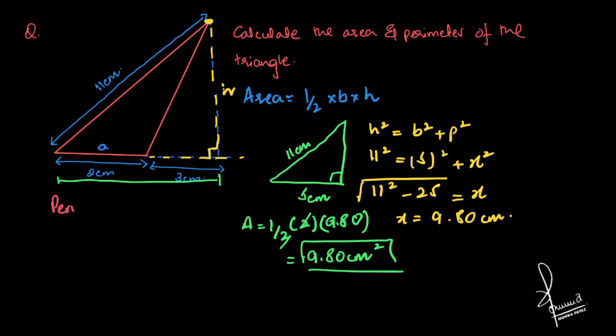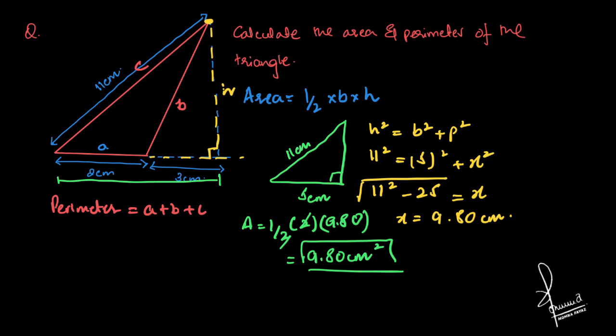Now to calculate the perimeter, you need to add all three sides. So the three sides of the triangle are, this is A, this is B, this is C. You have two sides. You want to calculate the third side. How will we do this? Pause the video, think about it. I'll give you a little hint. It will be done in a similar way in which we calculated the height.